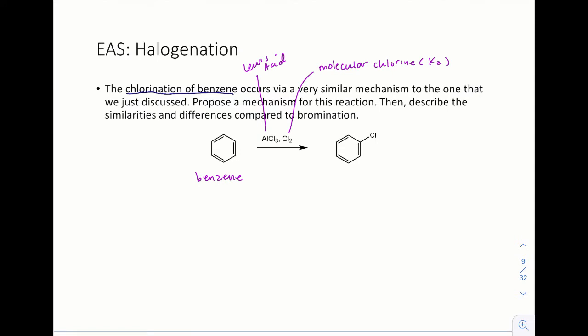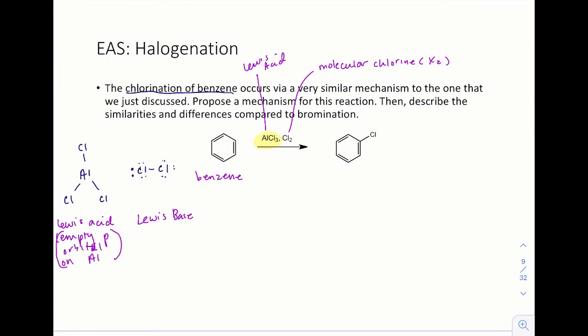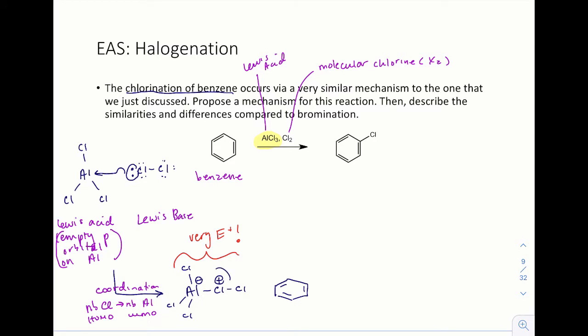Benzene doesn't react with chlorine. However, we see that there is aluminum chloride in this mixture. The first thing that happens is aluminum chloride, which is a Lewis acid with an empty p orbital, coordinates to chlorine. We don't typically think of molecular chlorine as a Lewis base, but it does have this lone pair of electrons that it can donate to aluminum. This coordination step generates a very electrophilic species. Notice the positive formal charge on electronegative chlorine.